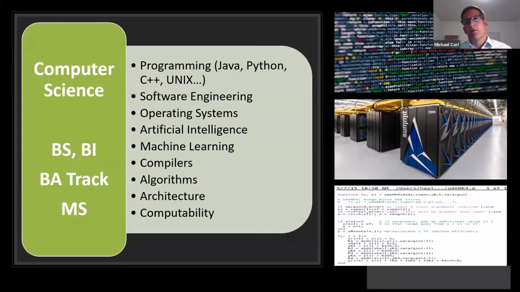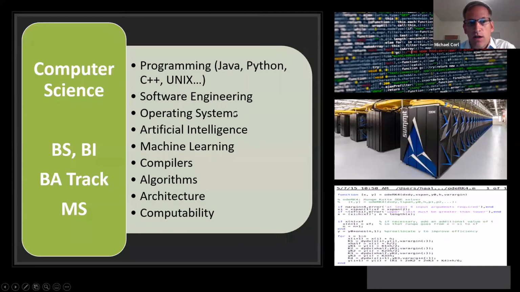So looking at the different degree types, again, there's computer science, which came in the BS, the BI, and the BA, and that accelerated master's. And here are some of the courses of study that you might expect to find as you pursue any one of those types of computer science degrees. There's certainly the programming, and again, Java, Python, C++, Unix are certainly in there. So I think that answered one of the questions that was asked already.